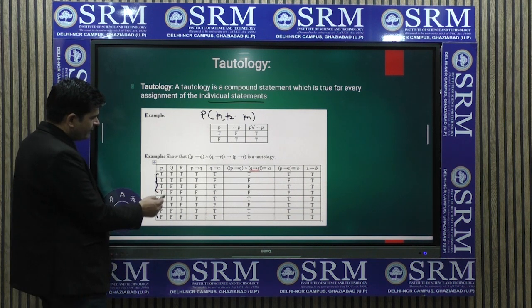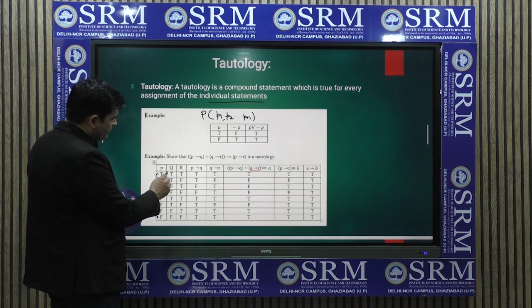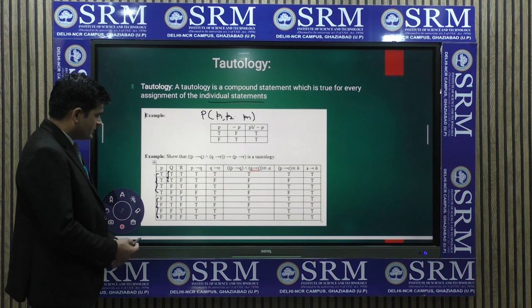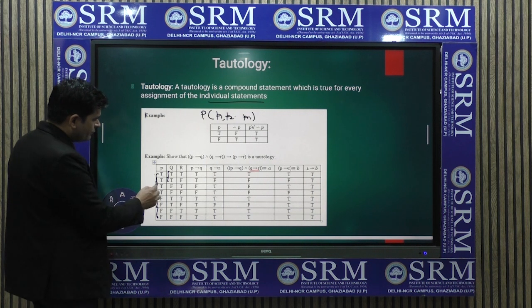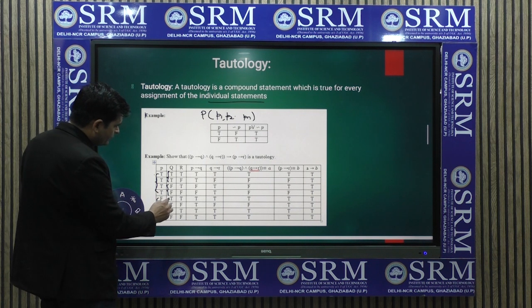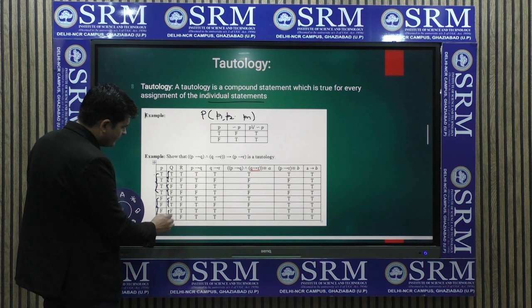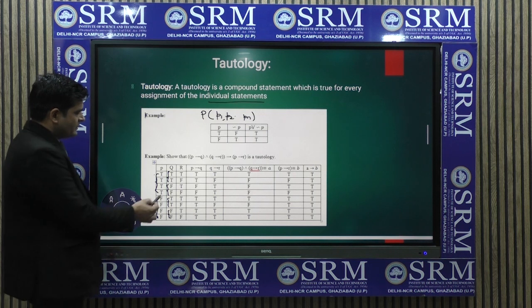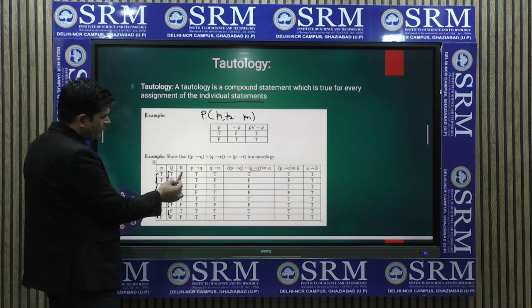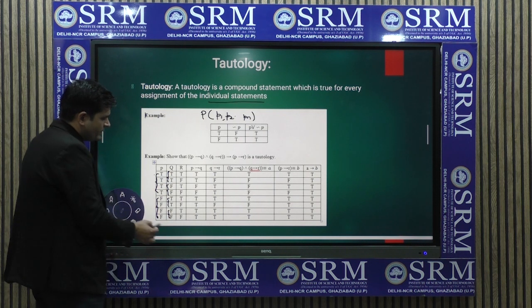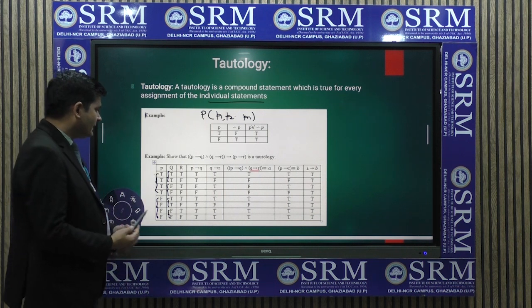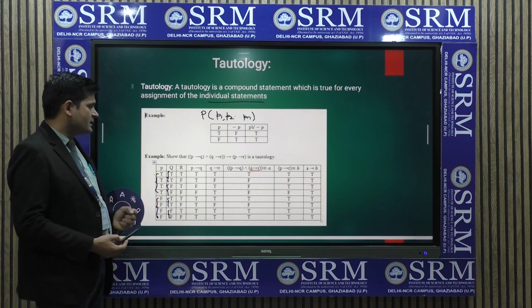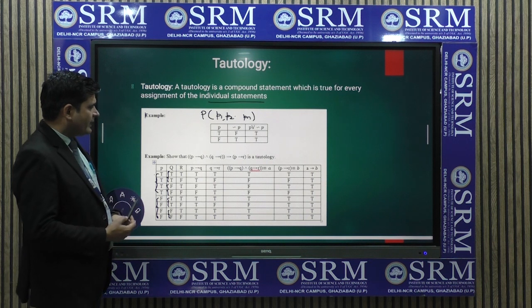Similarly, for the statement Q, you will have 2 truth values and 2 false values, again 2 truth values and again 2 false values. Then for the third variable R, you will have the truth values true, false, true, false, true, false. So in this case, we have a total of 8 combinations of the truth values.